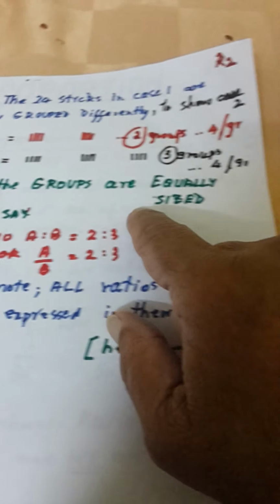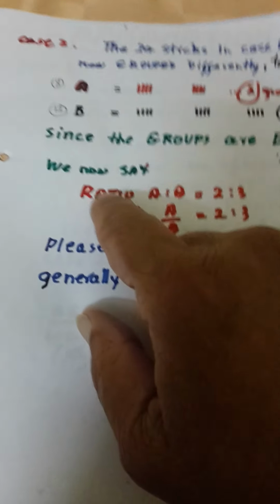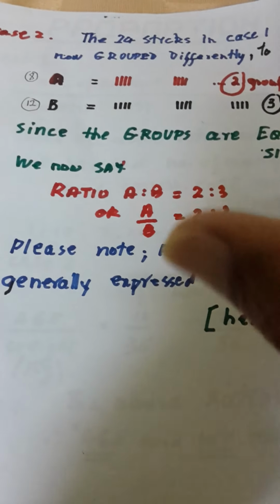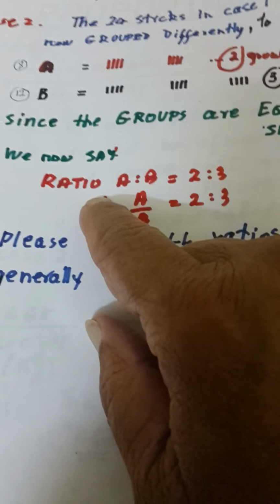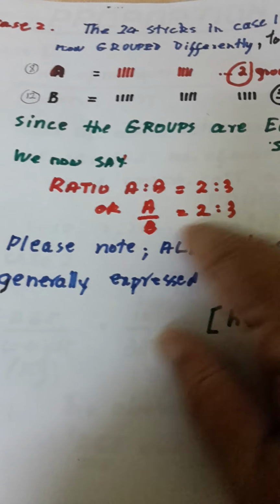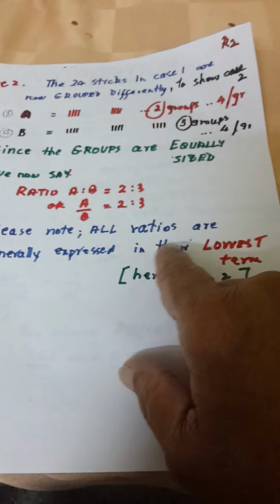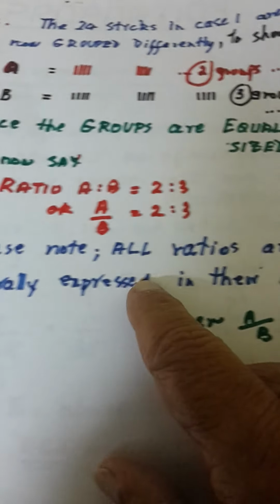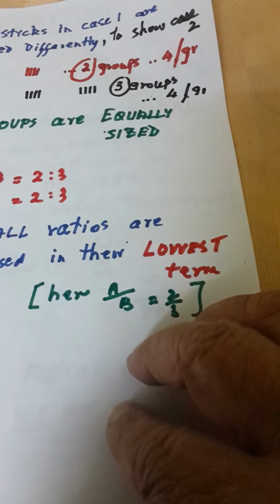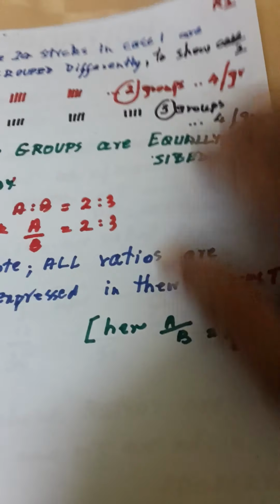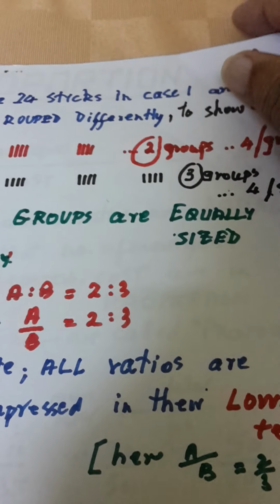Since the groups are equally sized, only when it is equally sized can you use the term ratio. So A is to B is 2 is to 3. This you know. So please note, all ratios are generally expressed in their lowest terms. Got it? So A by B is 2 is to 3. Something like reducing a fraction to its lowest term. So that's important.